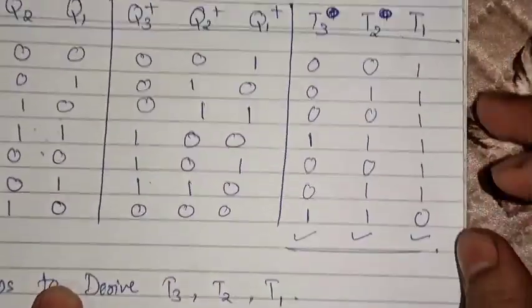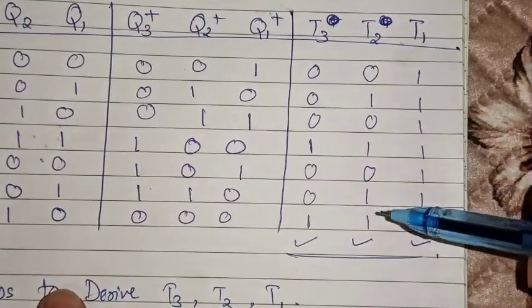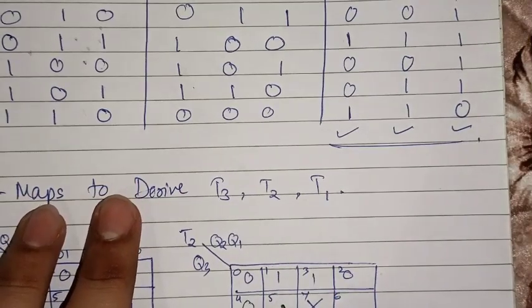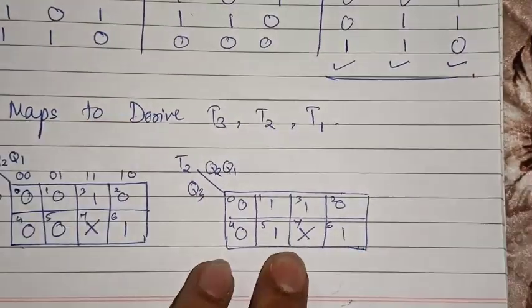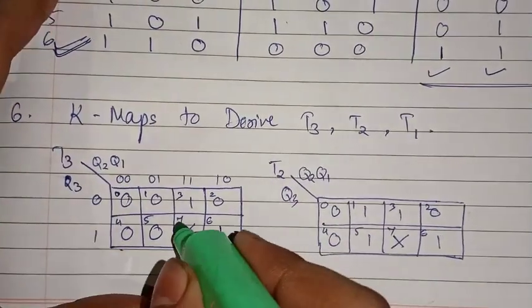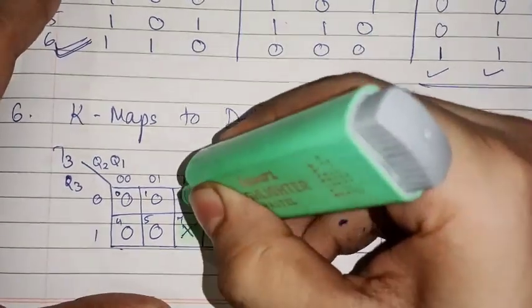Okay, so now let's just fill this T3, T2. 0, 1, 0, 1, 0, 1, then 1. So this is our K-map for T2, and this is T3. So now we just have to form pairs. So our first pair would be this one, and our second pair would be this one.